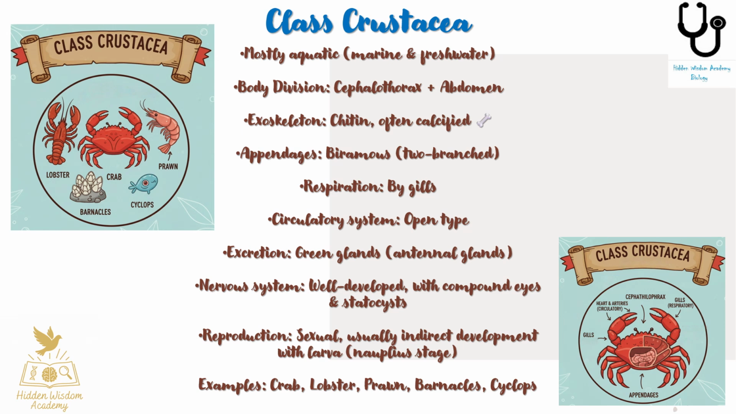They breathe using gills and have an open blood system. Excretion happens through green or antennal glands. They reproduce sexually, and most develop indirectly with nauplius larvae. Examples include crabs, lobsters, prawns, barnacles, and cyclops.